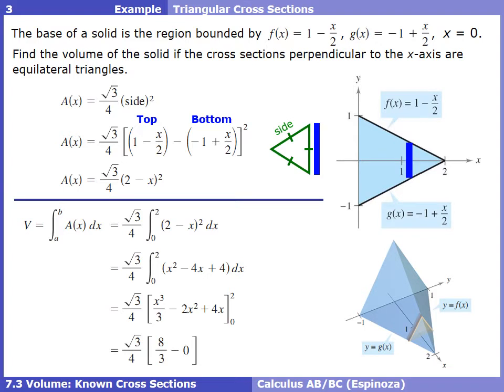If we plug in the top bound of 2, we'll get 8/3. Luckily, when we plug in the bottom bound of 0, it produces a 0, and when we simplify that, we'll get 2 square root of 3 over 3 as the volume of this particular three-dimensional shape.